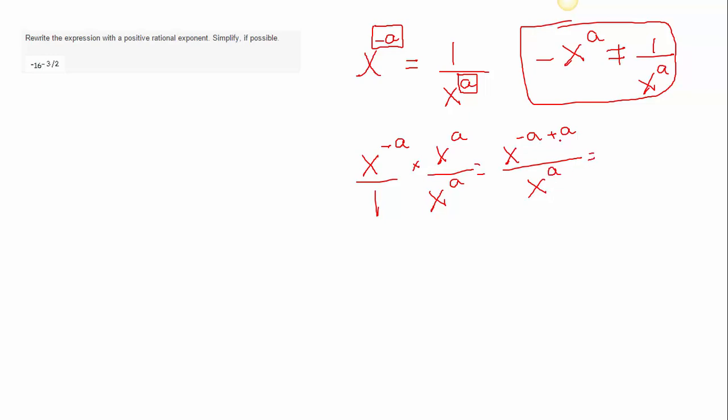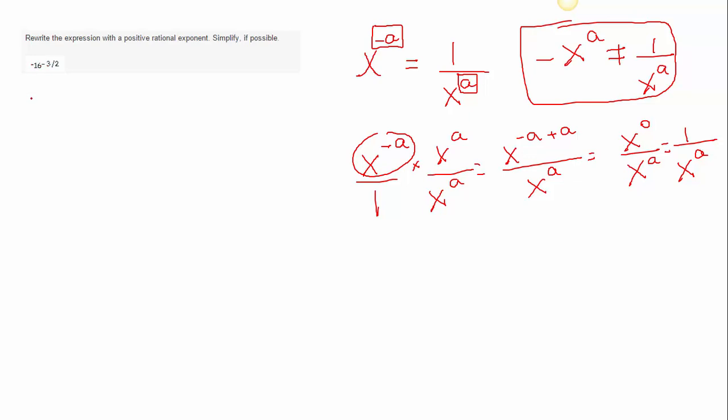Now what happens to the numerator? X to the power 0. But we know x to the power 0 is 1. Therefore, that's how we got the negative exponent changed to a positive exponent. So let's go back here. So we have negative 16 to the power negative 3/2.